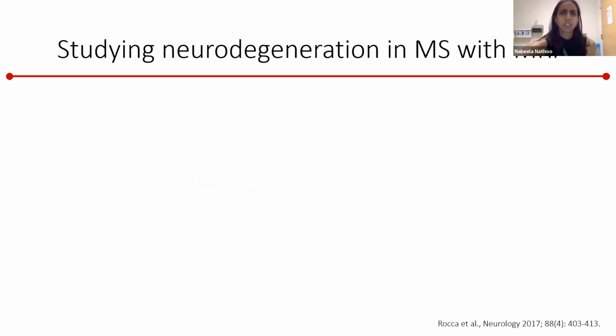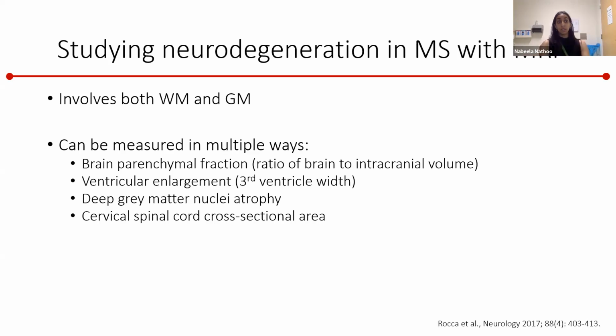So I'm going to spend the most time on studying neurodegeneration in MS with MRI, because I think this is one that's really taken off, and even clinically is coming more to the forefront as an outcome measure. In MS, you have neurodegeneration of both white matter and gray matter, and it can be measured in a variety of ways. One is brain parenchymal fraction, where you take the ratio of the brain to the entire intracranial volume. Ventricular enlargement measured with the third ventricle width. Deep gray matter nuclei atrophy, and then for the spine, cervical spinal cord cross-sectional area.